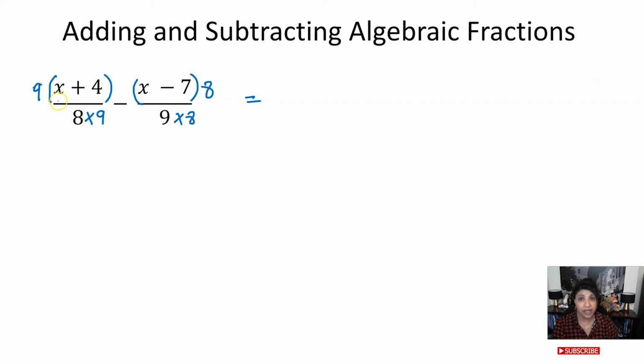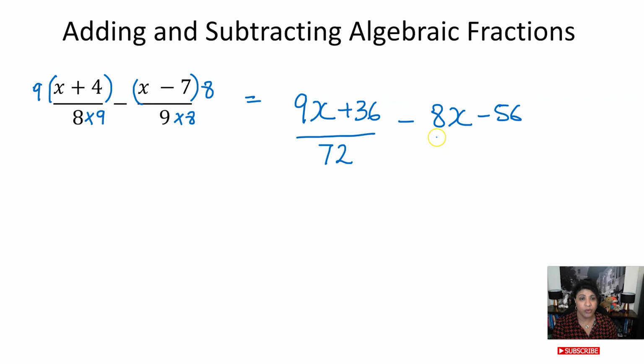So now I can go ahead and expand this at the same time. So 9 times x is 9x, and then 9 times 4 is 36. So I have plus there, so that is plus 36 over 72. And then I have my minus. 8 times x is 8x, and then minus 7 times 8 is 56. So that's minus 56 over 72.